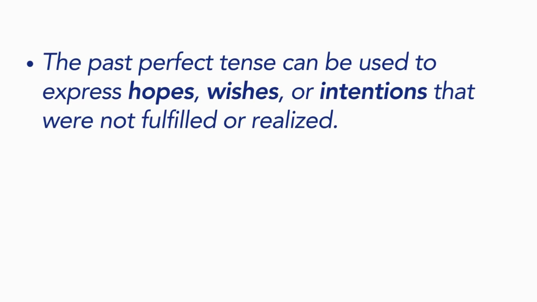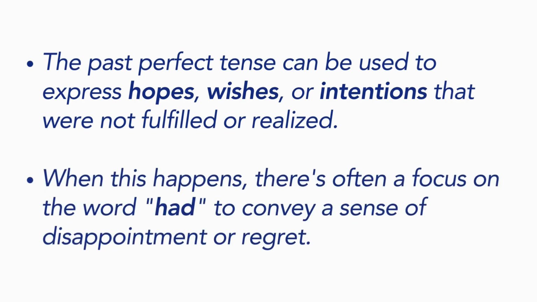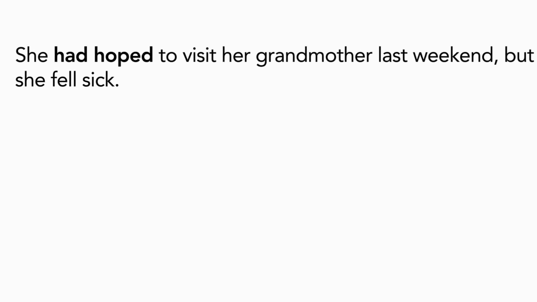The past perfect tense can be used to express hopes, wishes, or intentions that were not fulfilled or realized. When this happens, there's often a focus on the word had to convey a sense of disappointment or regret. Here are some examples to illustrate this. She had hoped to visit her grandmother last weekend, but she fell sick. She wanted to visit her grandmother, but couldn't because she got sick.